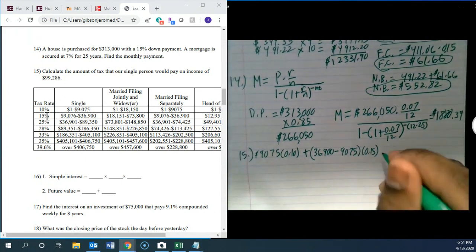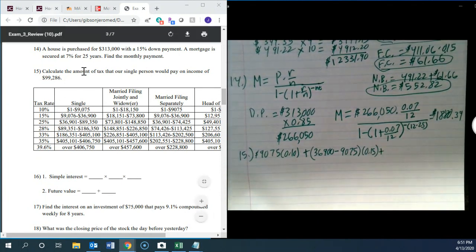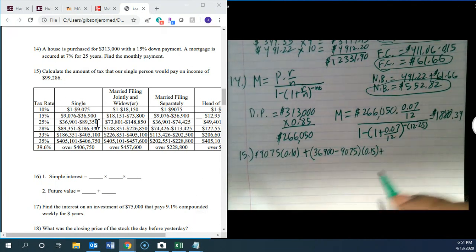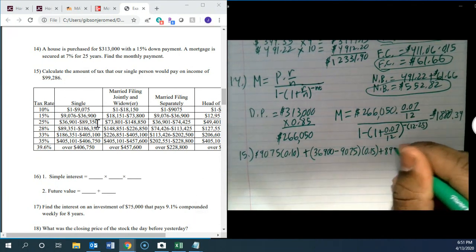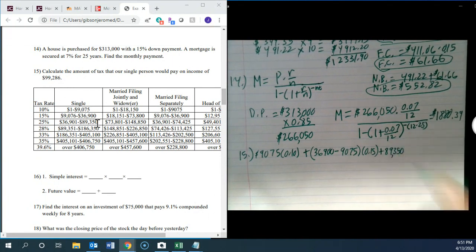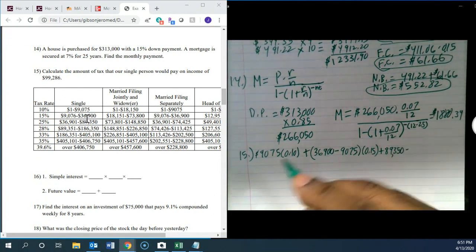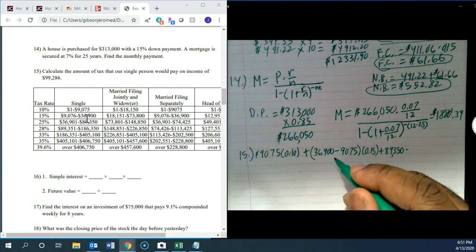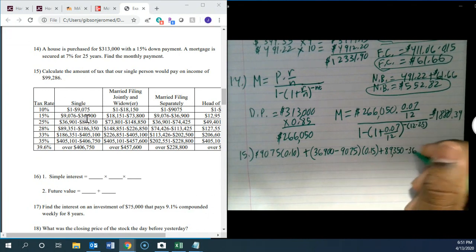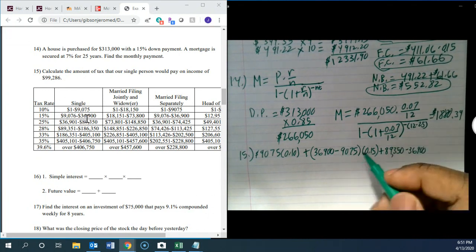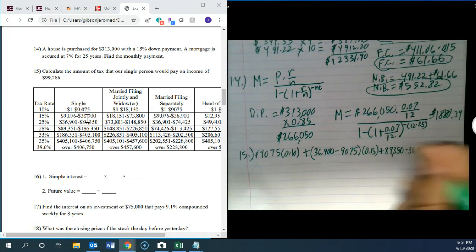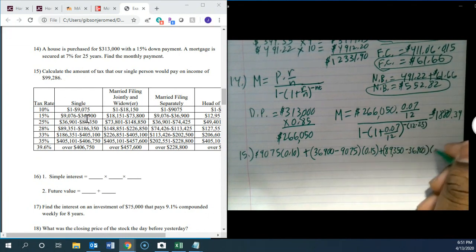Okay, next. We have 89,350. That's at 25%. So we have 89,350, and we subtract the largest amount from the 15%. Because $36,900 was taxed between the 10 and 15%. So we have to take that out and multiply by the 25%.